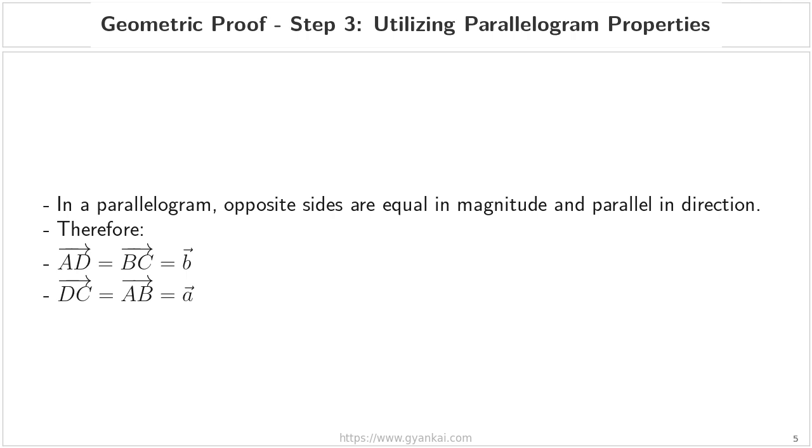Similarly, if we look at our first vector, vector AB, which we called vector A, its opposite side is the vector from D to C. Therefore, the vector DC is also equal to vector AB, or simply, vector A. Keeping these equalities in mind will allow us to calculate the second path to our destination in the next step.